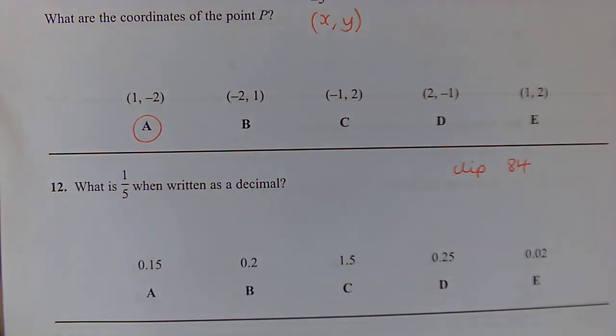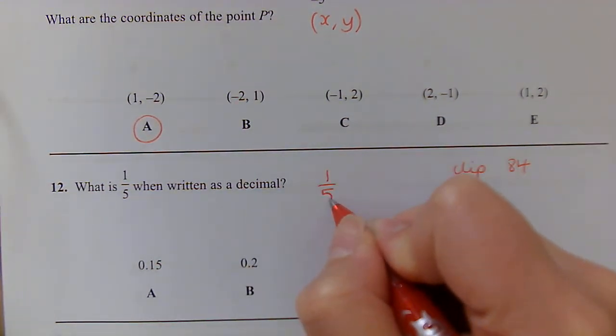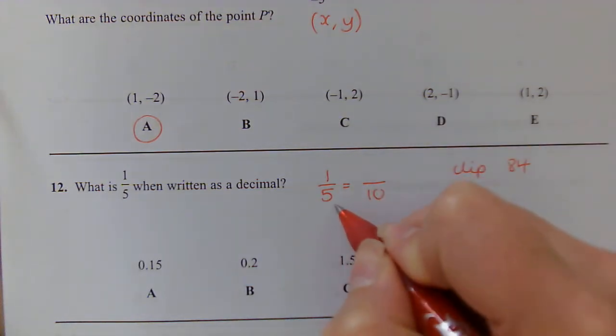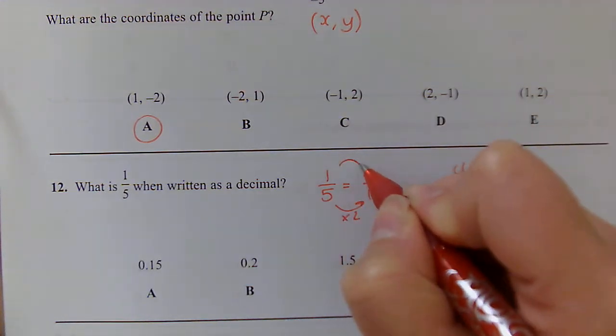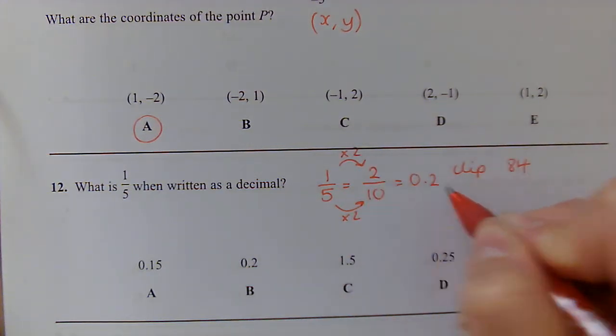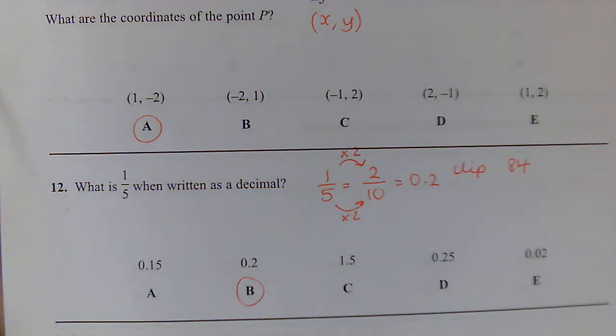1/5 written as a decimal. You may wish to make a denominator of 10, so we can multiply by 2. So we have 2/10, which is the same as 0.2.